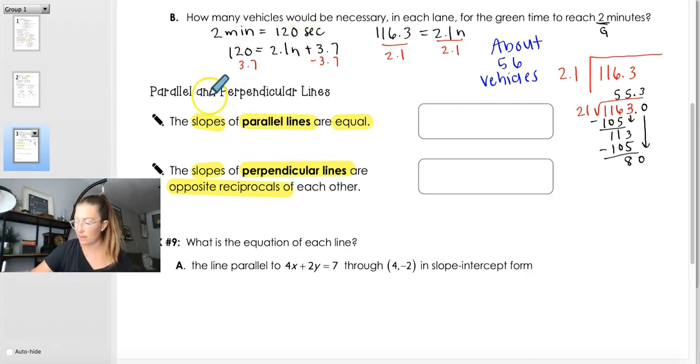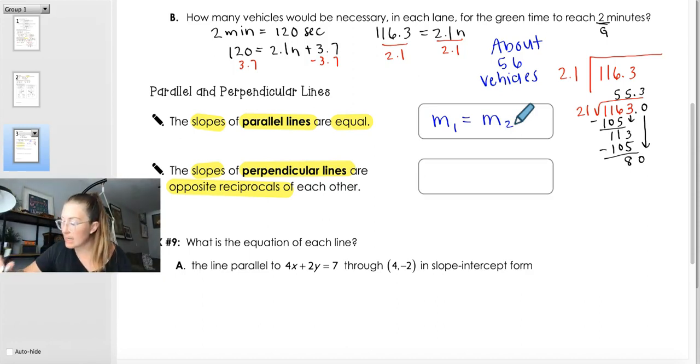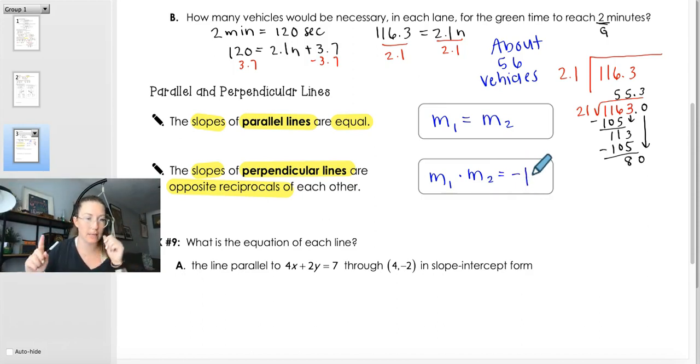Alright, so same slopes. That means the slope of my first line is equal to the slope of my second line. Opposite reciprocals would mean the slope of my first one times the slope of my second one would equal -1. Because when you multiply reciprocals, it equals 1, and then since they're opposites, it's going to be negative.